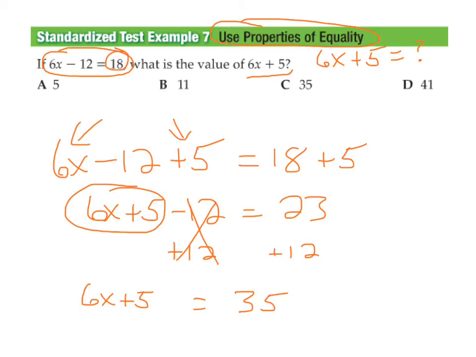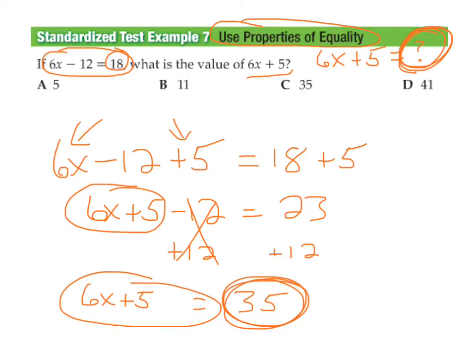And the question asked me, what is 6x plus 5 equal to? Well, 6x plus 5 is equal to 35. So 35 is choice C. So on a standardized test, I'm going to choose choice C.